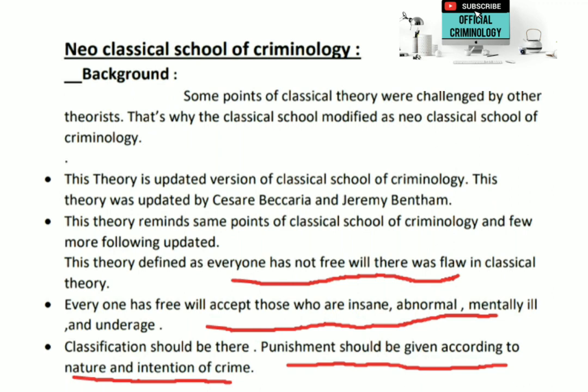This theory defines that not everyone has free will. The main point is that not everyone has free will. There is a flaw in this theory. If you don't know the concept of free will, you can check my channel where I made a detailed video on the classical school of criminology.